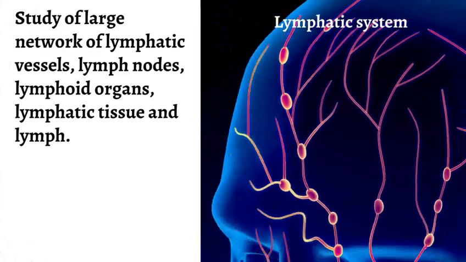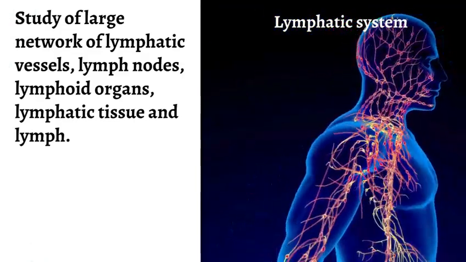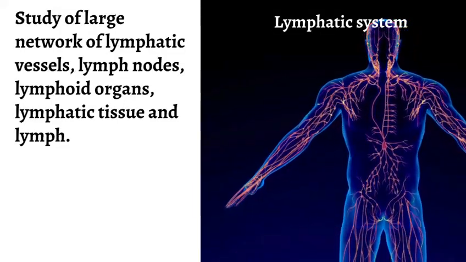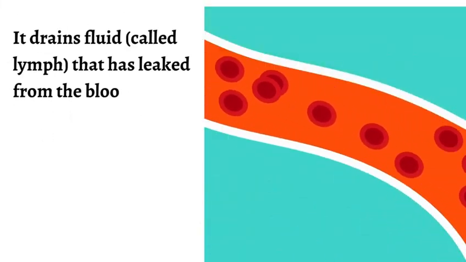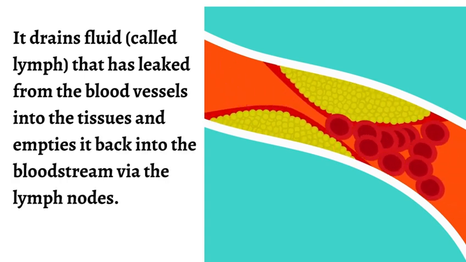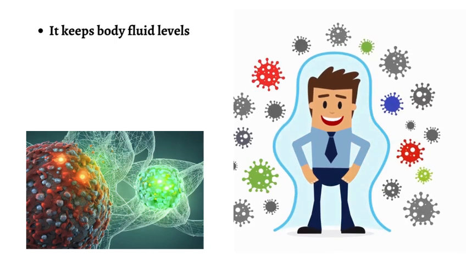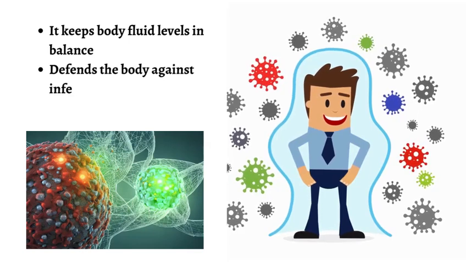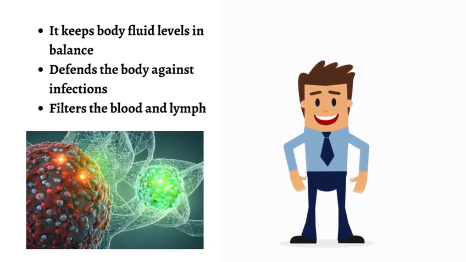Next, about the lymphatic system. This involves the study of a large network of lymphatic vessels, lymph nodes, lymphoid organs, lymphatic tissues and the fluid called lymph. Its main role involves draining the fluid that has leaked from the blood vessels into the tissues and emptying it back into the bloodstream via the lymph nodes. The main function of the lymphatic system is that it keeps the body fluid levels in a balanced condition and also helps to defend the body against various infections.